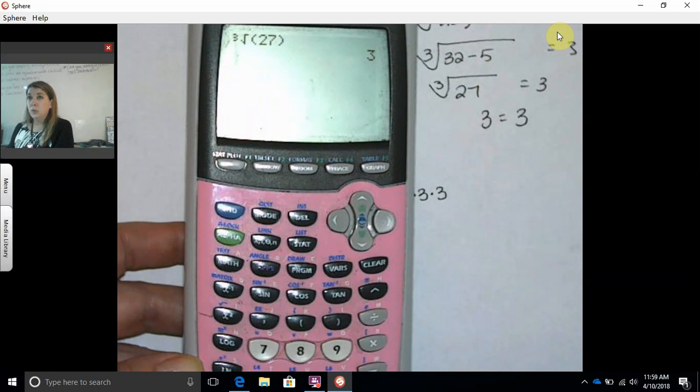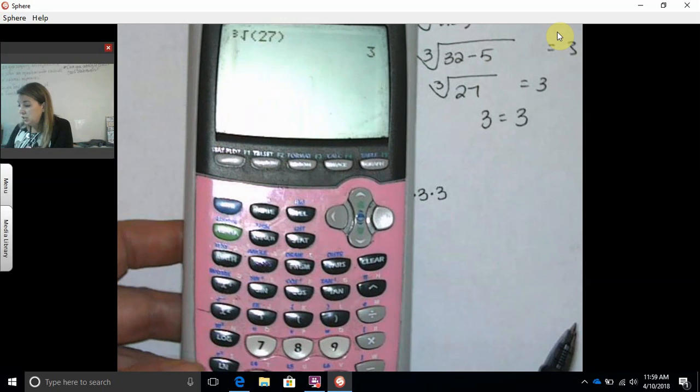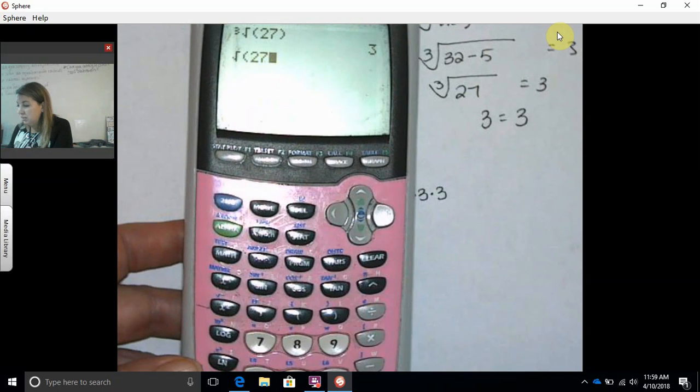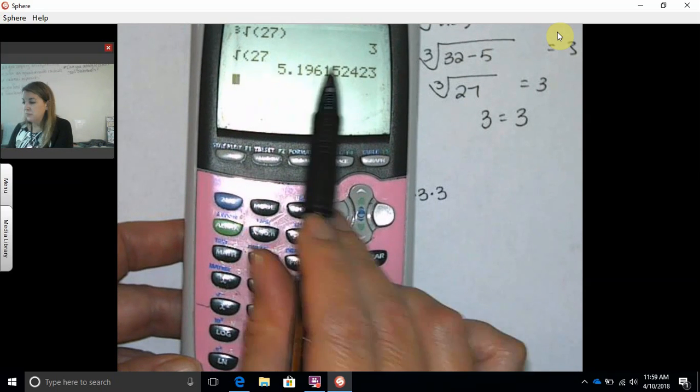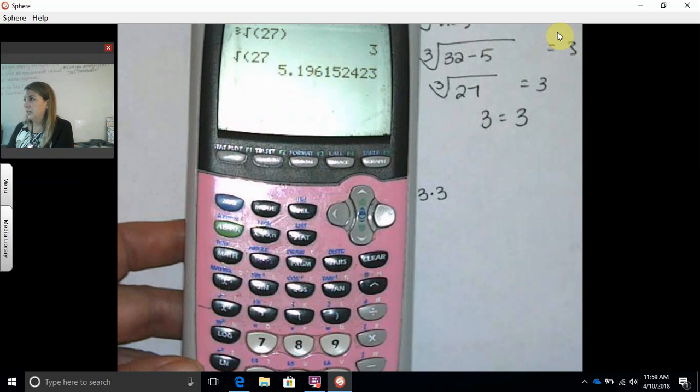Okay? Is 27 a perfect square? No, the square root of 27 is this number. This number times itself gives me 27. Okay? 27 has a perfect cube. It's not a perfect square.